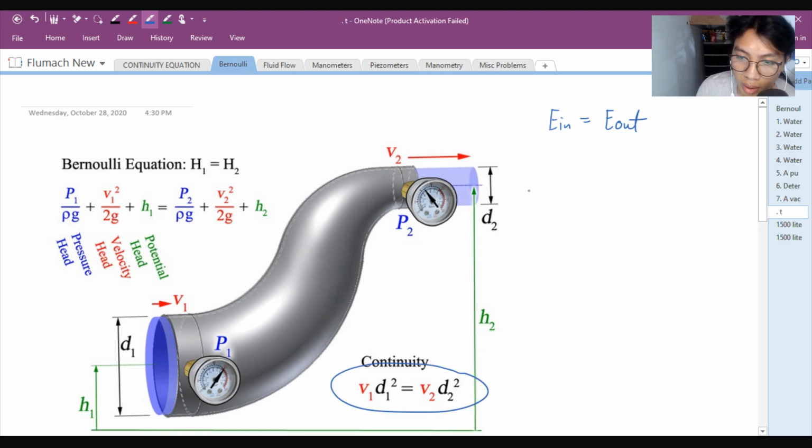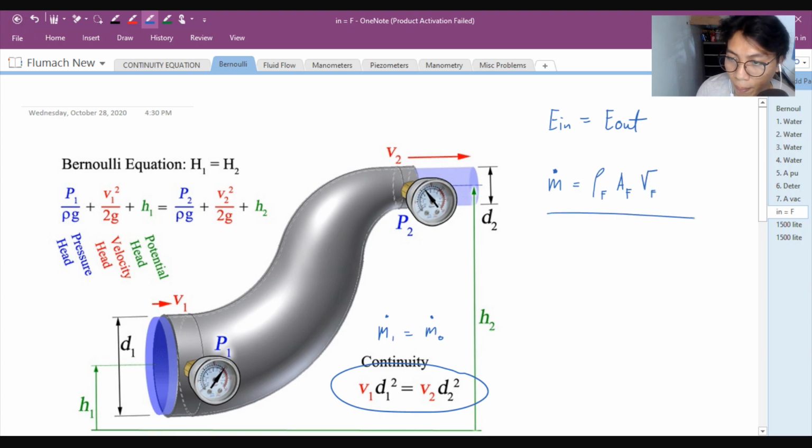Saan galing yan for continuity equation? According to the continuity equation, the mass flow at the inlet will be equal to the mass at the outlet. Conservation of mass: it can never be destroyed, nor created. Your mass flow rate, you can get it by using the density of the fluid that flows within the boundaries of the pipes, the area of the cross-section for the fluid to flow, and then the velocity of that fluid flowing.